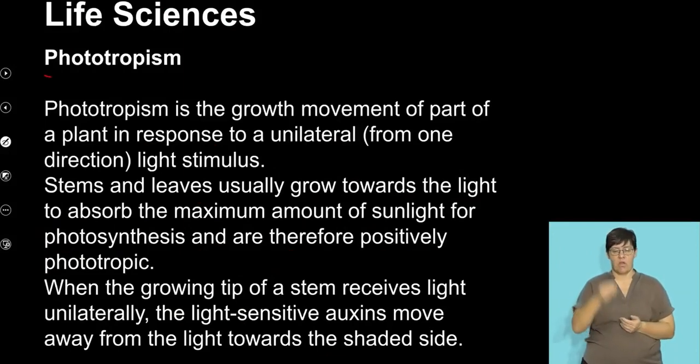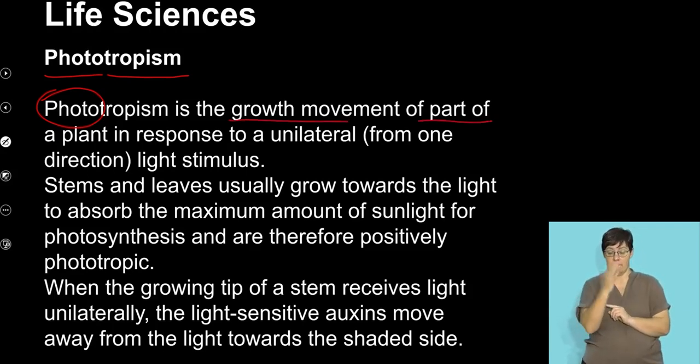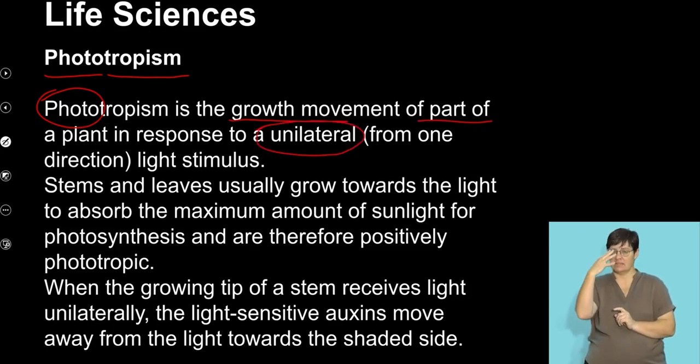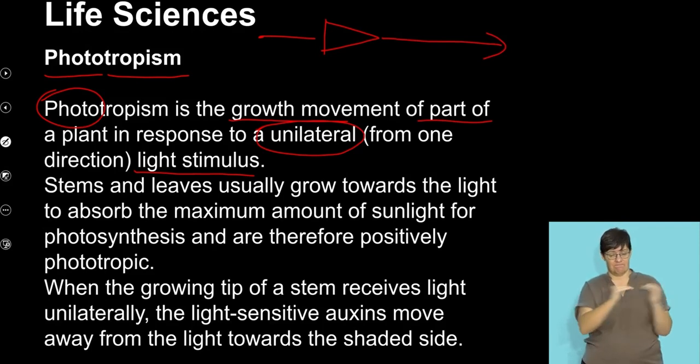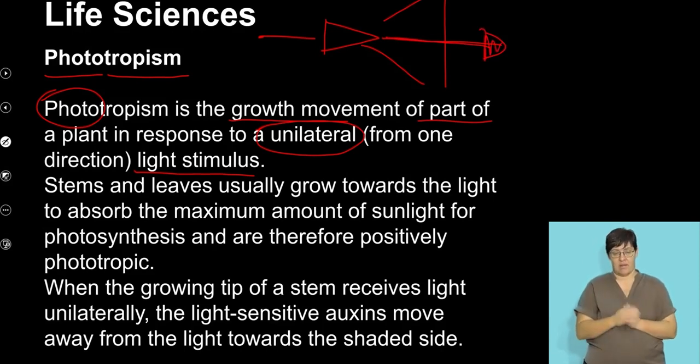Let's talk about the concept of phototropism. The word phototropism essentially is derived from light. So phototropism is the growth movement of the part of a plant in response to a unilateral direction of light. The term unilateral essentially means if you had a source of light and that light was being directed towards an object, that is a unidirectional form of light. So it's not dispersed. We're saying that it is only in one specific direction that the light is being expressed.